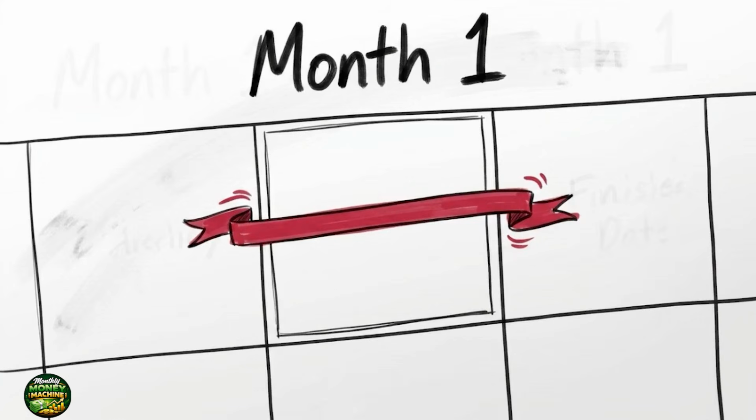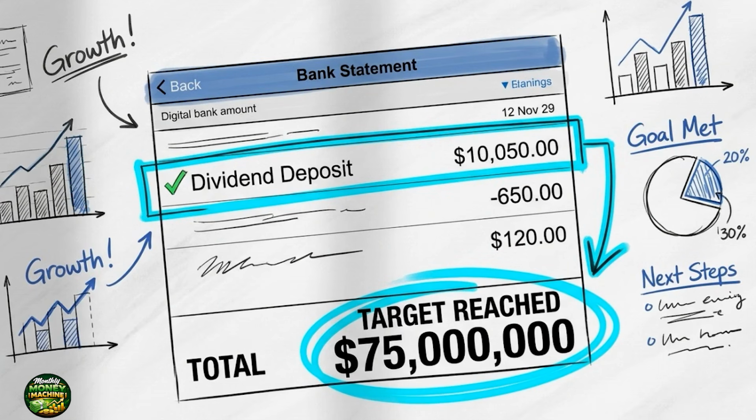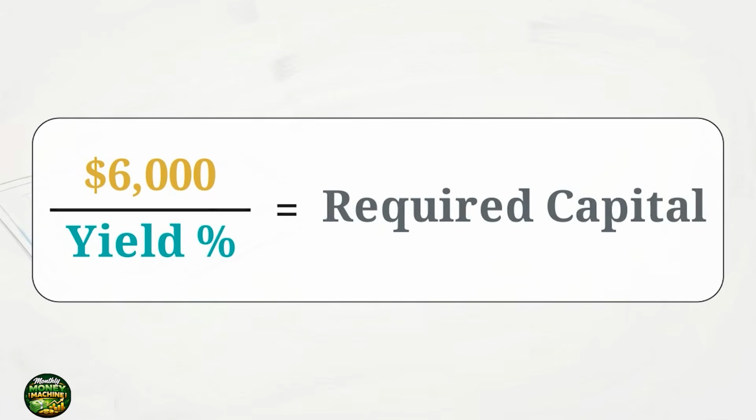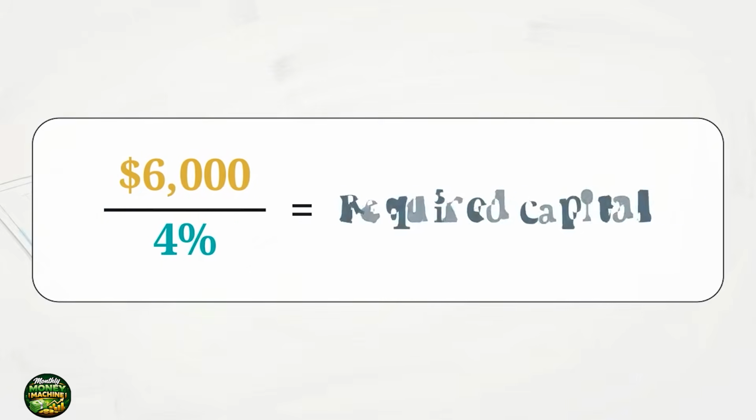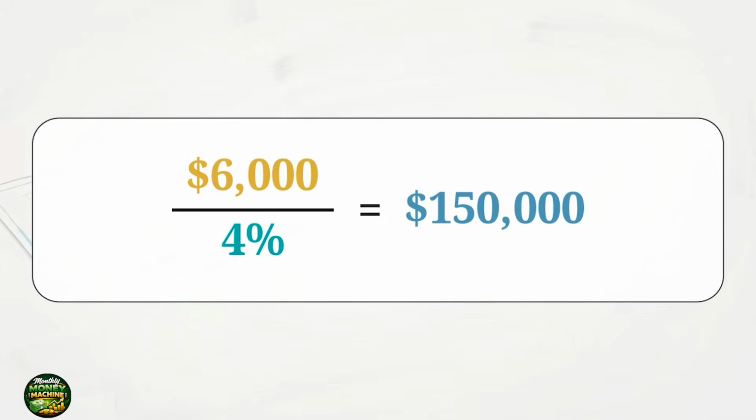Step 1 is defining the actual finish line. Earning $500 a month means your portfolio must generate exactly $6,000 in annual passive income. To find the invested money needed, use this equation. Divide your annual goal, $6,000, by your portfolio's dividend yield. At a 4% yield, you need $150,000. At 5%, the required capital drops to $120,000.